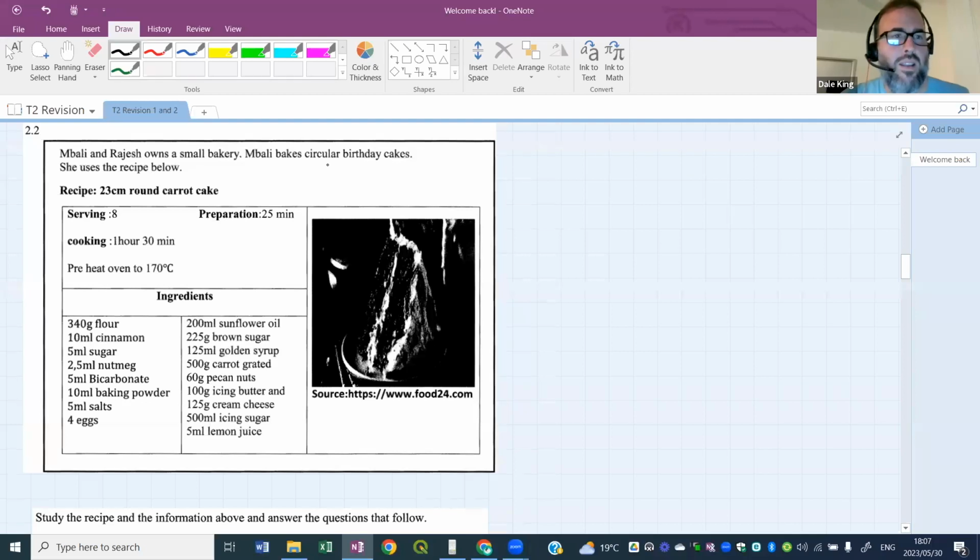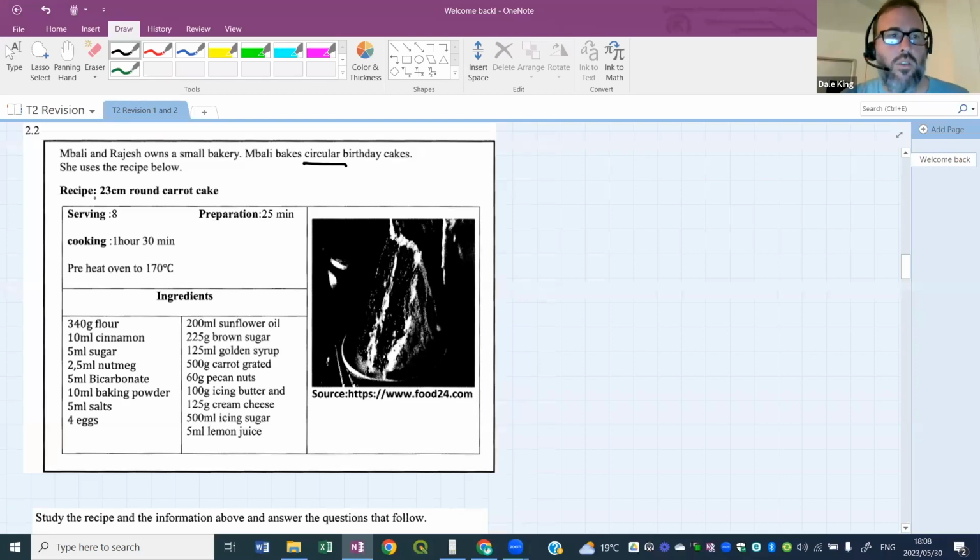So maybe there's a follow-on question here for measurement. If it's a circular birthday cake, they mentioned that it's circular, but this is the recipe for the cake. Now, the recipe is a 23 centimeter round carrot cake. All right, it serves 8. This is for 8 people. If you have 16 people, you're going to have to double everything in this recipe. If you have 4 people, you might want to halve this recipe.